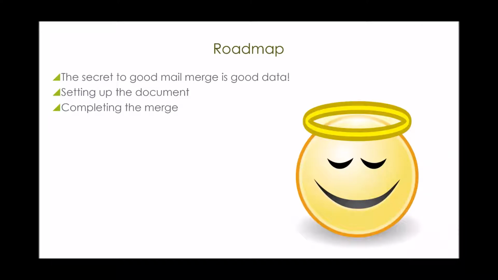Okay, so we're going to talk about how to get mail merge to work. Nine times out of ten, when mail merge doesn't work, it's because we haven't done things right on the front end. Our data's crummy, we haven't set up the document right, we don't have the right data defined for the kind of mail merge we want to do. So we're going to talk about the secret to getting a good mail merge, which is all in the prep. Then we'll talk about setting up the document, which once you get the hang of it is pretty easy.